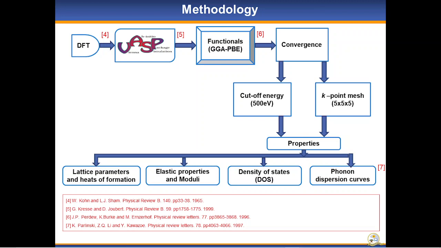A computational technique was employed utilizing density functional theory through the VASP code within the GGA-PBE exchange-correlation functional, where convergence was obtained using a cutoff energy of 500 electron volts and a K-mesh of 5x5x5, which were then used to investigate the properties and phase stability.